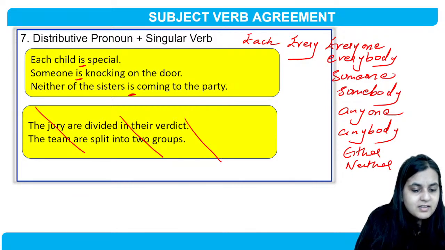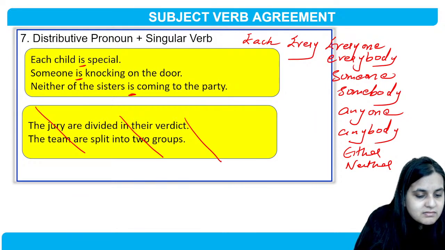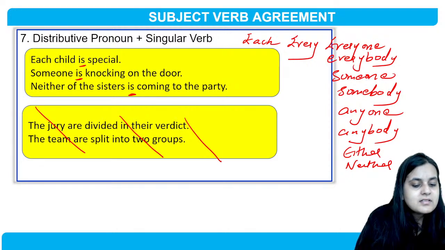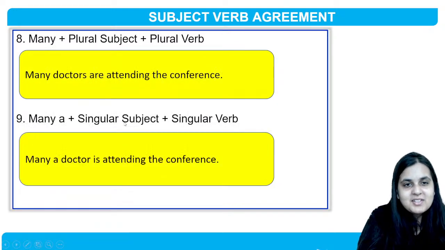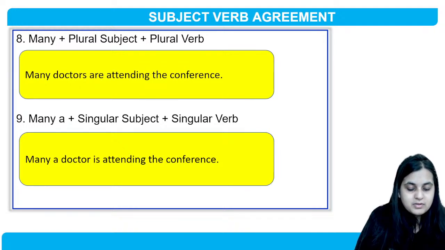Okay, so you will treat all of these as singular. Chalo, let's go to the next one. Come on, guys, read this and then we'll discuss the difference between the two. Very important, guys, to understand the difference between the two. Come on, everyone.